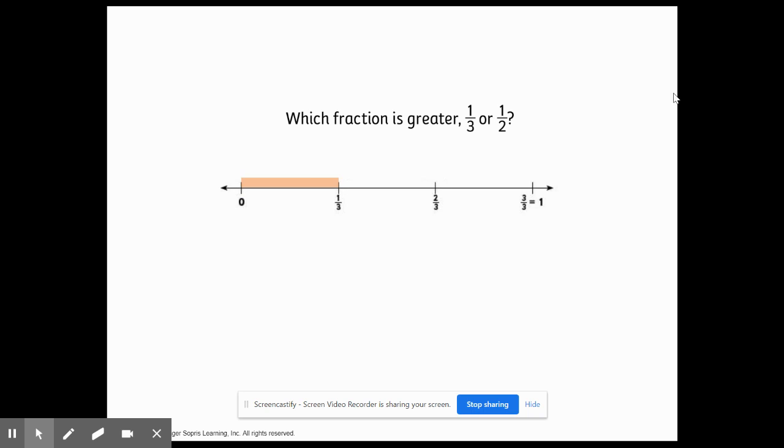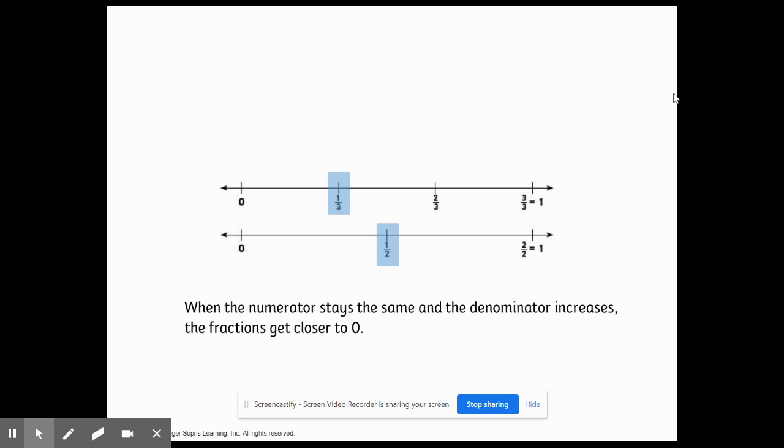Now let's look at a different pair of fractions. Which is greater, 1/3 or 1/2? 1/2 is farther from zero, so 1/2 is greater than 1/3. When the numerator stays the same and the denominator increases, the fractions get closer to zero.